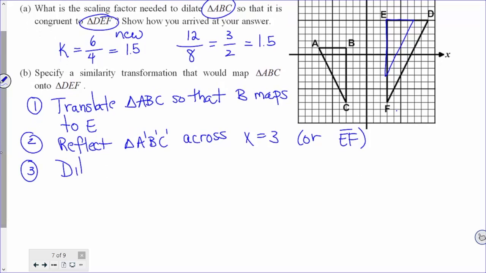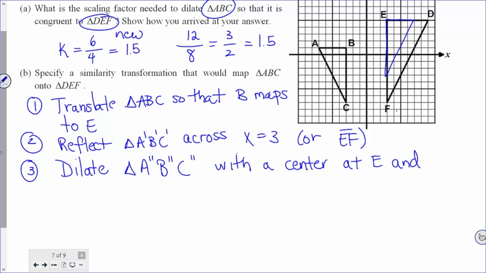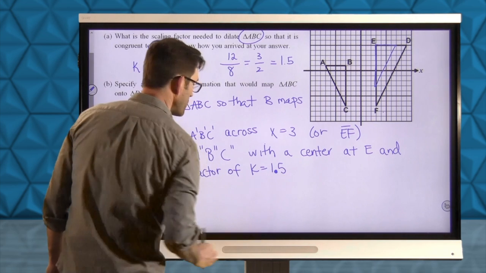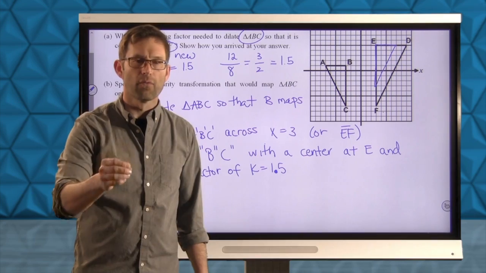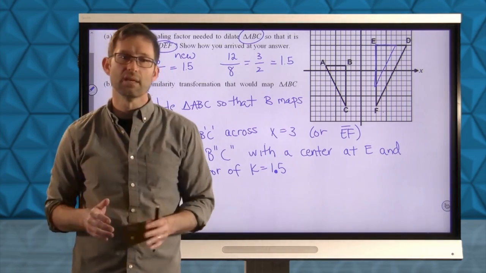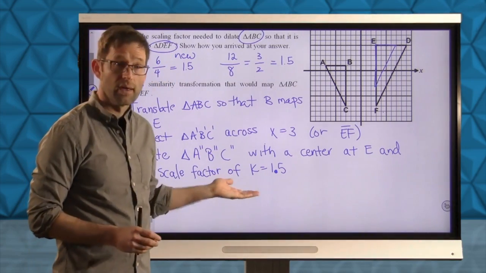And now let's dilate triangle A double prime, B double prime, C double prime with a center at E. And we've already figured out the constant and a scale factor. There's my magic red. Scale factor of K equals 1.5. All right. I like the coordinate grid because oftentimes we can give that scale factor in a precise numerical form. We don't just have to say, oh, it's DE divided by BC or something like that. We can literally say, okay, I did the division and I got 1.5.